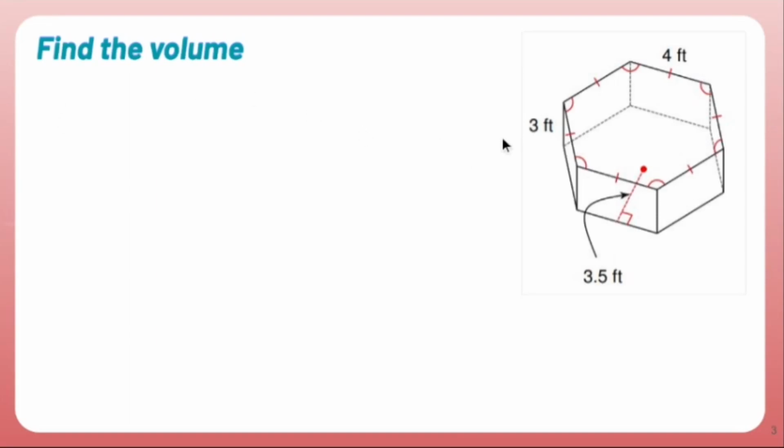Find the volume of this 3D shape right there. All right, so this is strange. What we have is a prism, because whatever your base is on the bottom is also the same on top. So let's go with that first.